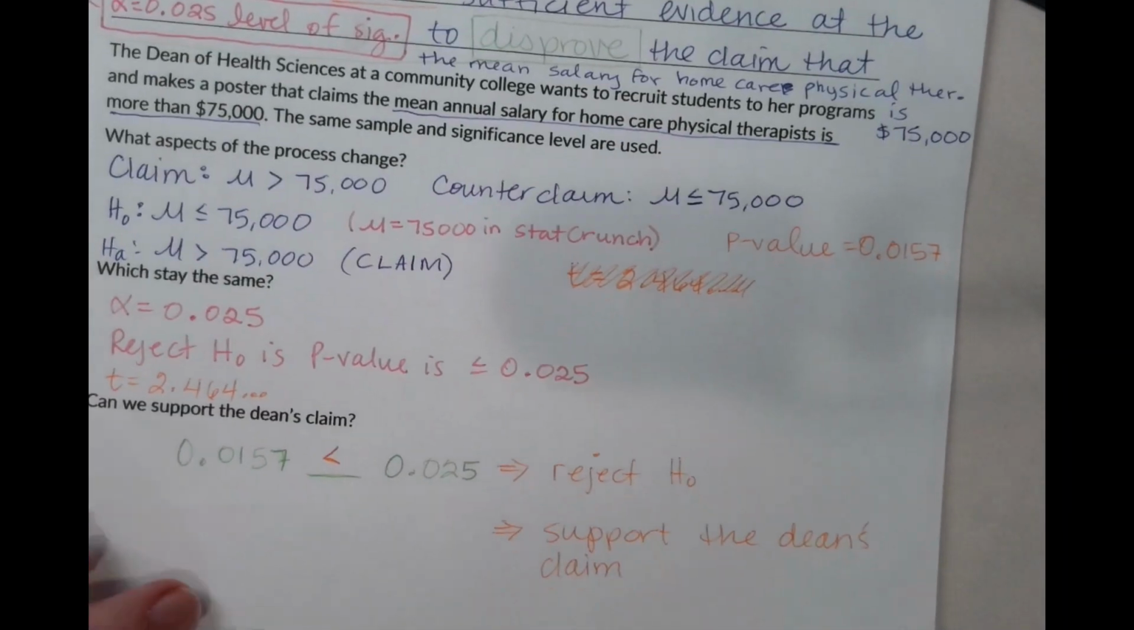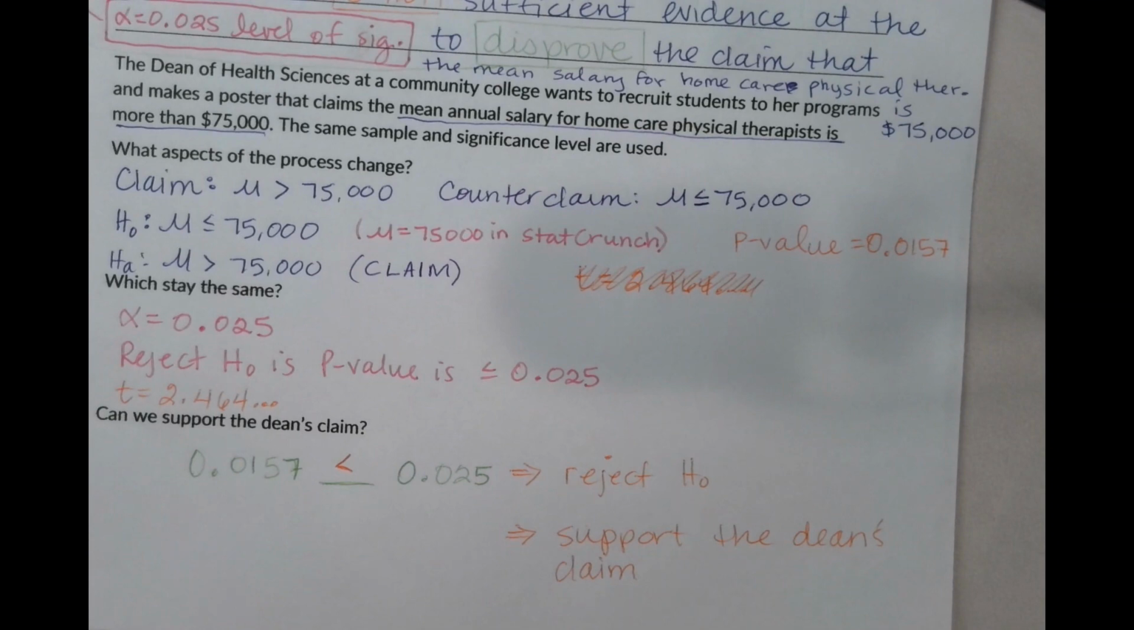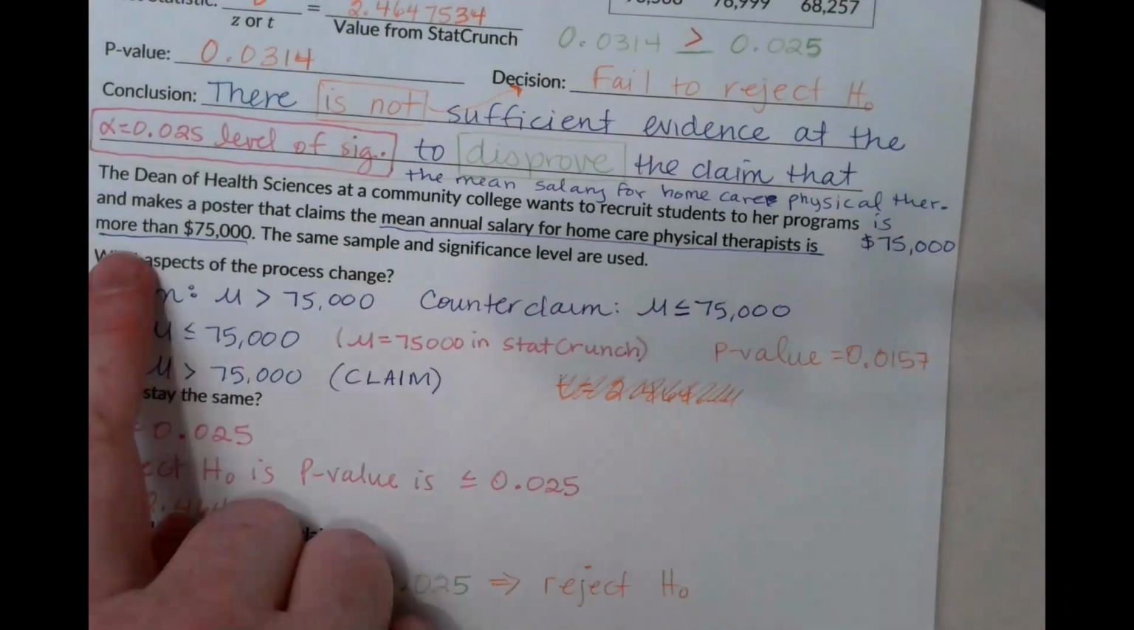So if we were going to write out our entire sentence, then we would say that there is sufficient evidence, because we were able to reject the null hypothesis at the 2.5% level of significance, to support the claim that the mean annual salary for home care physical therapists is more than $75,000.